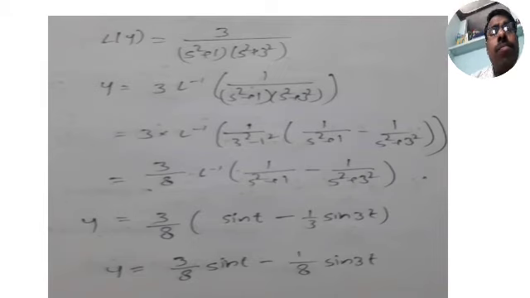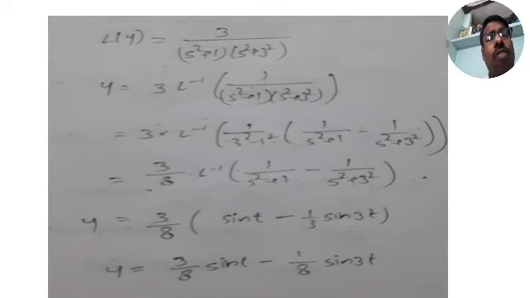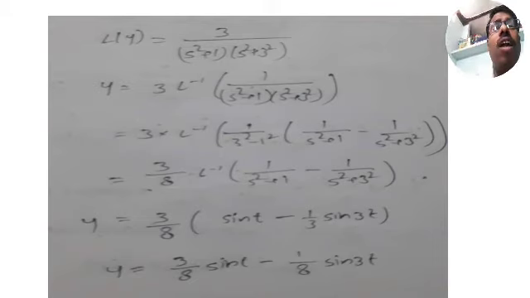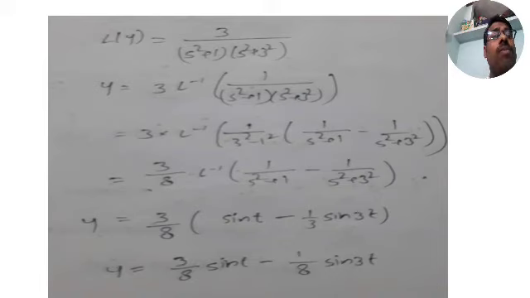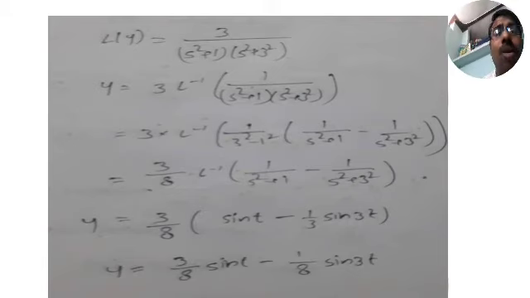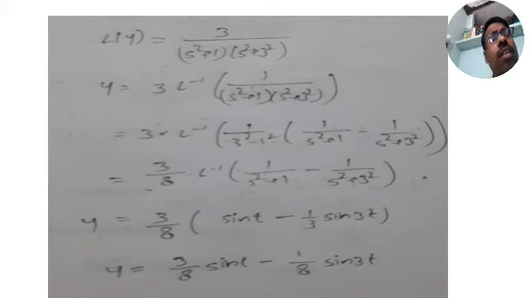That is, y is equal to 3 by 8 into, what is the standard formula? L inverse of 1 by (s square plus a square) is 1 by a sin at. Here L inverse of 1 by (s square plus 1) is sin t. Same formula, 1 by (s square plus 3 square), 1 by a sin at, that is 1 by 3 sin 3t. Multiply with 3 by 8. The answer is y is equal to 3 by 8 sin t minus 1 by 8 sin 3t.